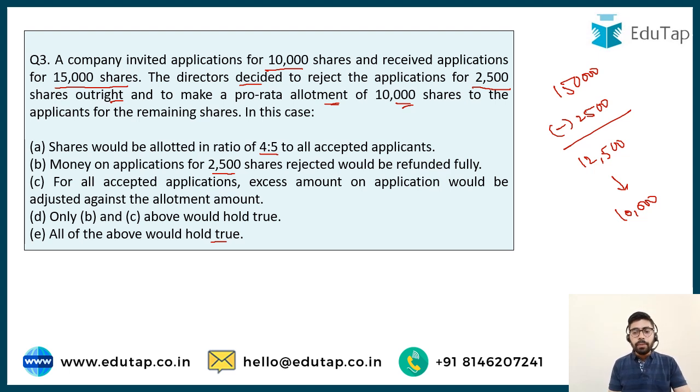The company came up with this particular issue for 10,000 shares, 15,000 applications were received, 2,500 were rejected, and for the 12,500 we made a pro rata allotment. We made a proportional allotment. 12,500 shares were allotted 10,000 shares only. So anyone who had applied for, say, 125 shares only got 100 shares of the company. So this is the meaning of proportional allotment.